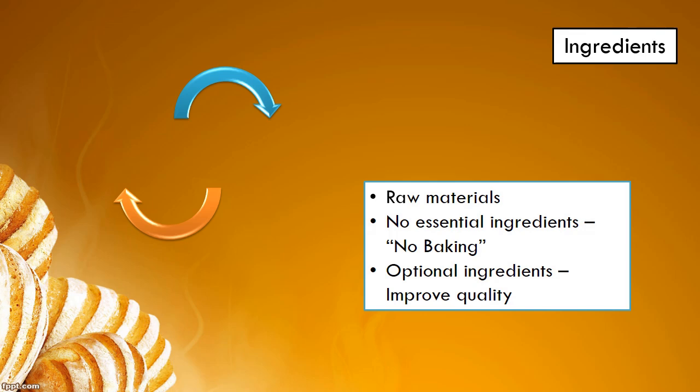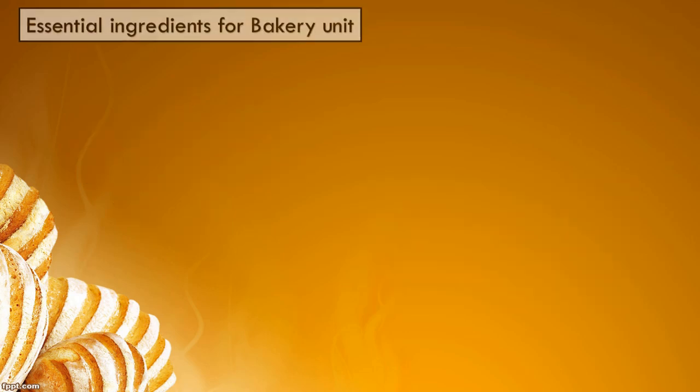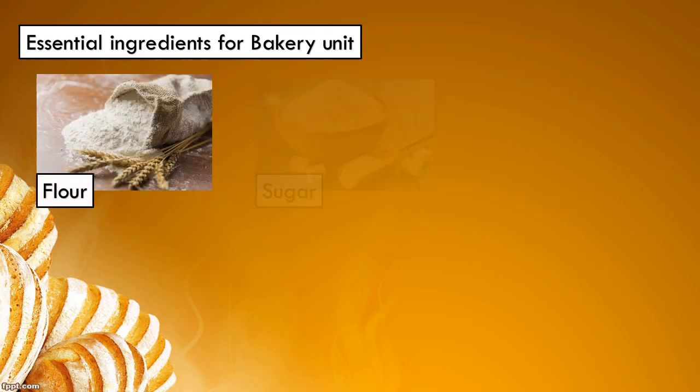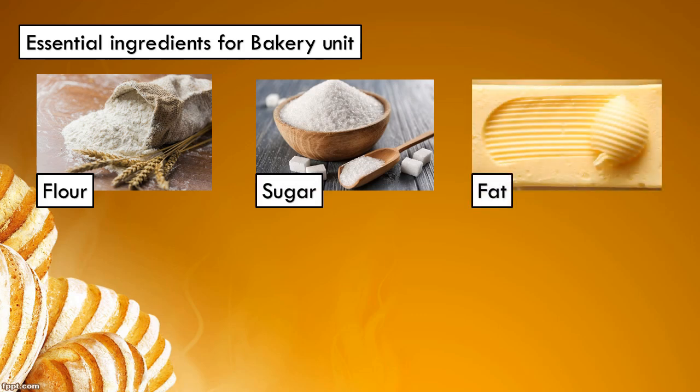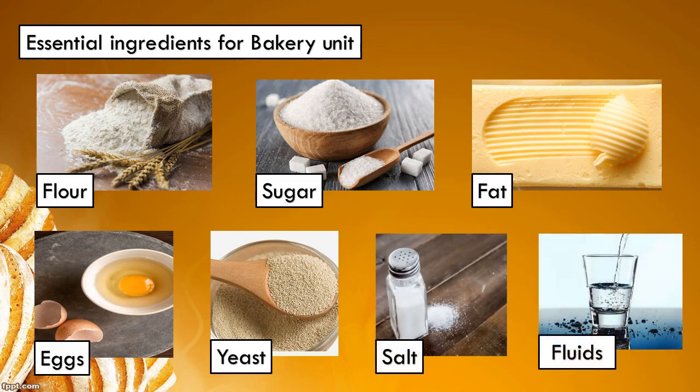If there are no essential ingredients, then there is no baking of any product. But optional ingredients are used only to improve the quality of the product. So, from these points, we are going to classify the ingredients into two: essential ingredients and optional ingredients. First, let us see what the essential ingredients for a bakery unit are. We need flour, sugar, fat, eggs, yeast, salt, and fluids.